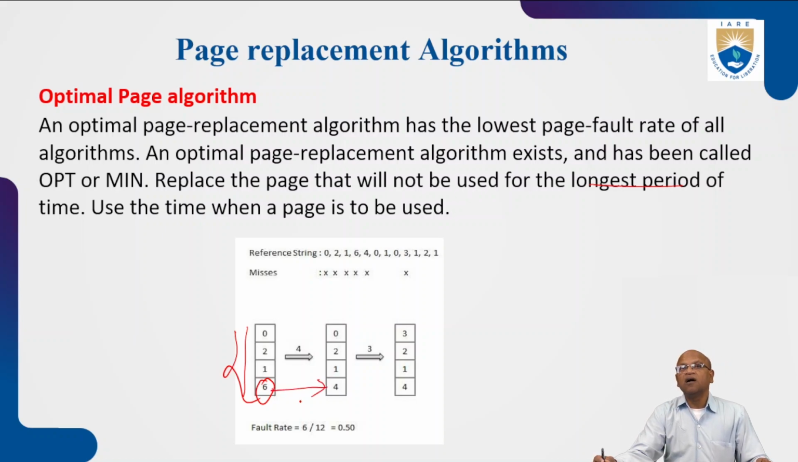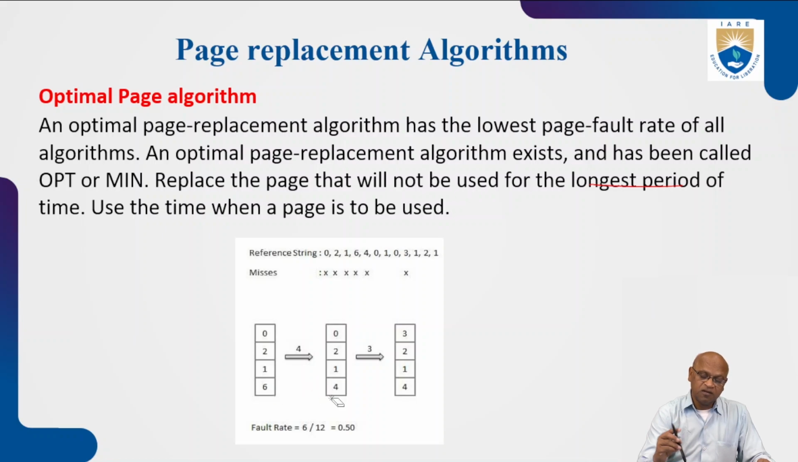So this is a page replacement algorithm, called the optimal page replacement algorithm. Now we'll go for another algorithm. These are the page faults. The page faults are 6 out of a total of 12 strings. So this is the fault rate.